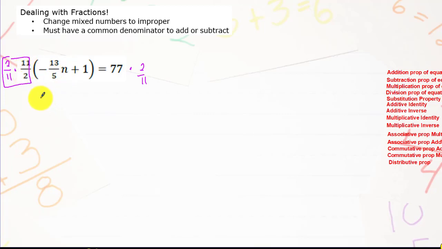All right, so just copy this one, negative 13 over 5 n plus 1. Now 77 times 2 over 11, we know that 77 divided by 11 is just equal to 7, and 7 times 2 is equal to 14. You can also check your answer using our calculator. All right, next I will subtract by 1 to both sides. I'll get negative 13 over 5 n equals 13.